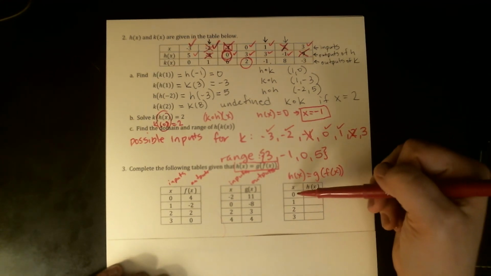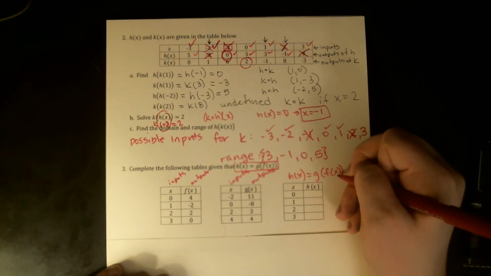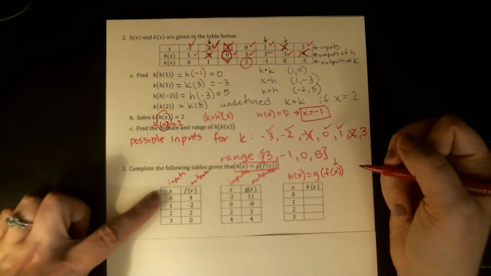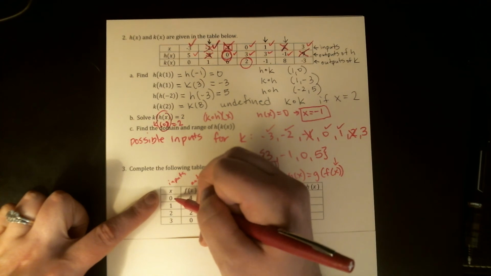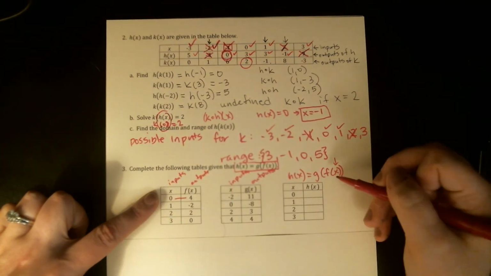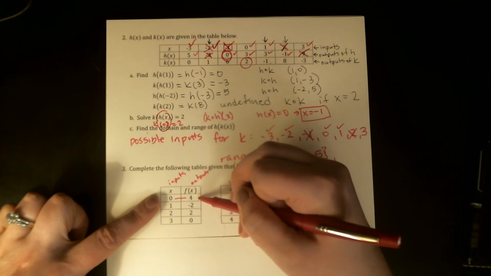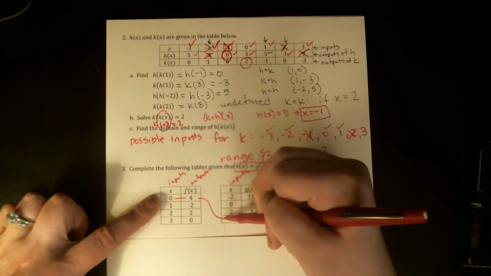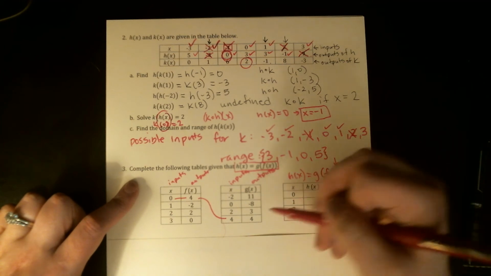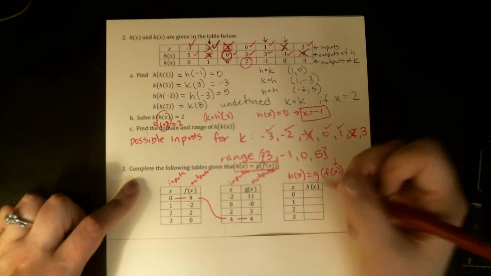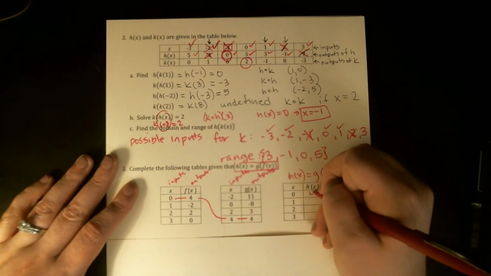If I want to find h of 0, the 0 is supposed to first go into function f. If I plug 0 into function f, I get out 4. I'm then supposed to take the 4 and plug it into g. So 4 is an output for f that I now want to use as an input for g. And g will then give me another 4. So a lot of 4s floating around in that one.